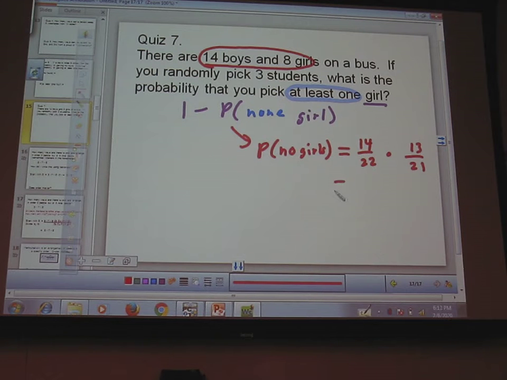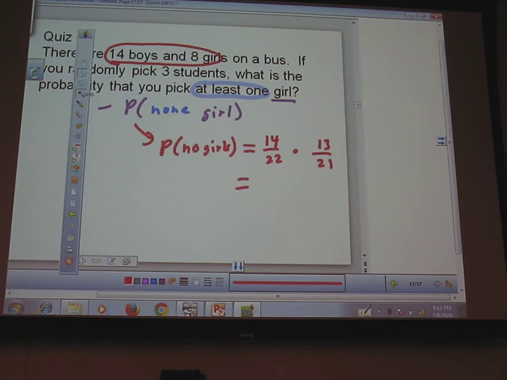What do you guys get for that? You're missing one, aren't you? Oh, 3, I'm sorry. My bad, thank you. And then the next one? 12 out of 20. Perfect. So you multiply those, what do you get? 2184.